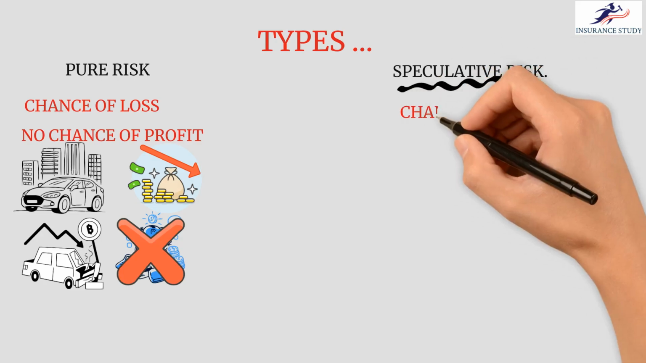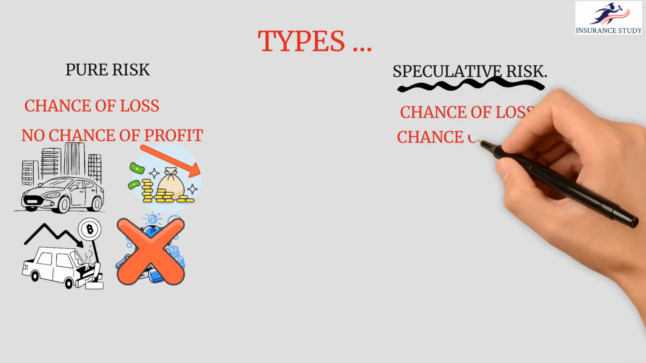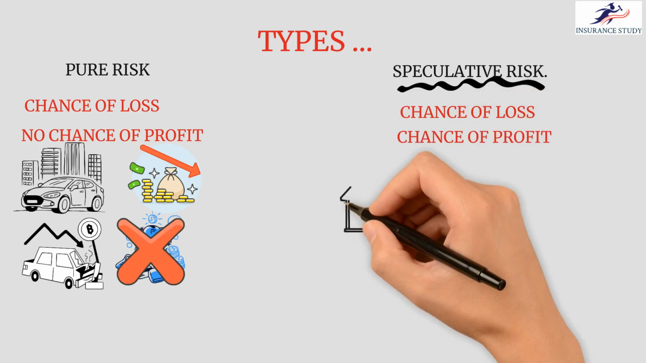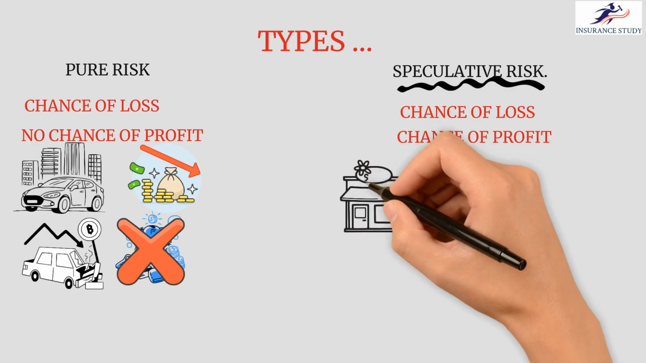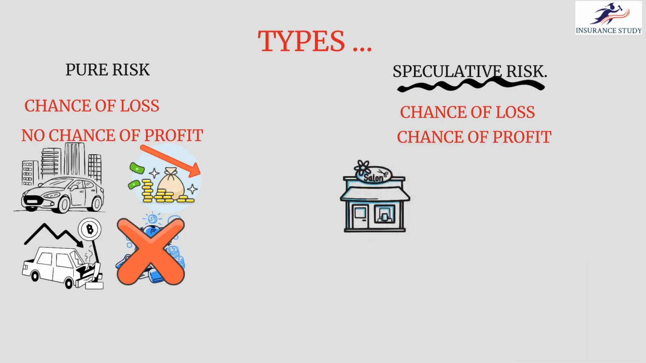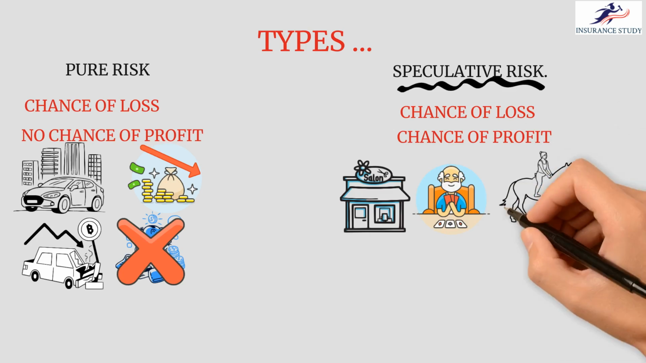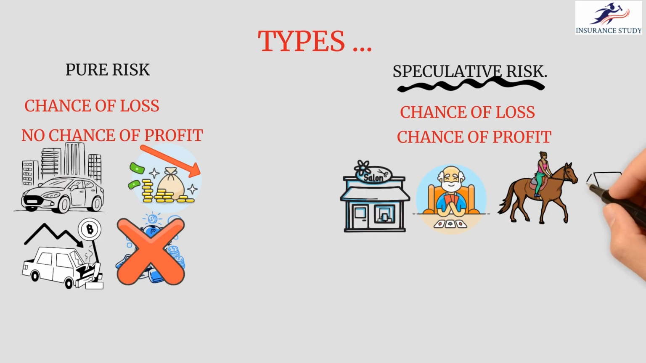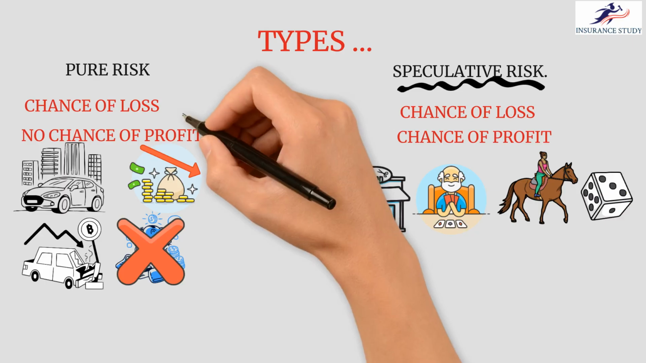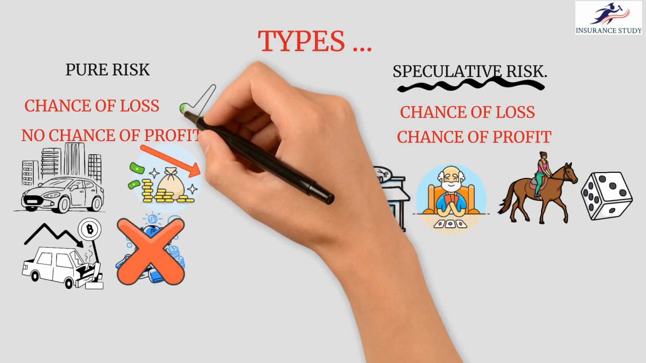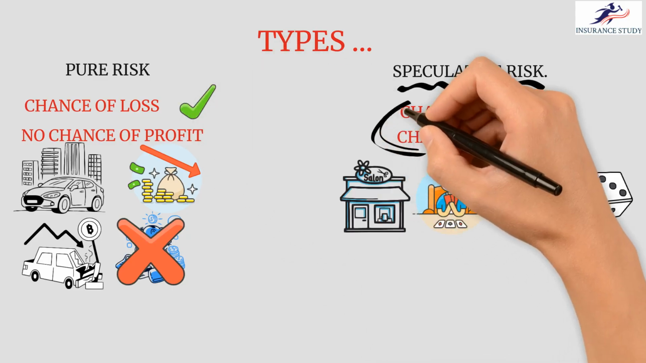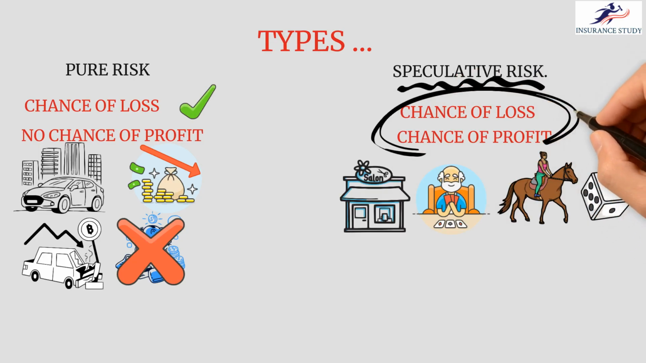Now let's compare with the speculative risk. Speculative risk involves a chance of loss and a chance of profit. A typical business operation is an example. A business owner may make a profit or the business may suffer a loss. Gambling is another example. If you make a wager on a game of dice, you may win or lose money. That makes it speculative risk. So here's the key difference. Pure risk, loss but no profit. Speculative risk, loss or profit.